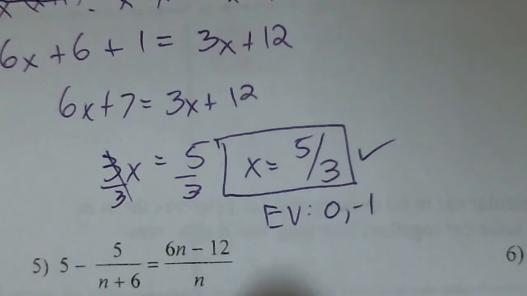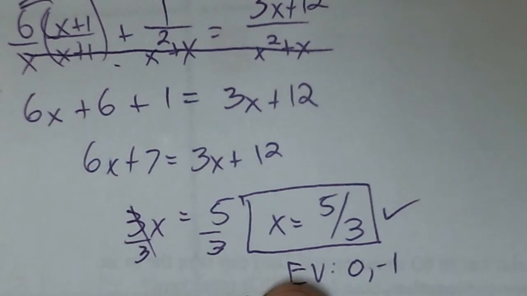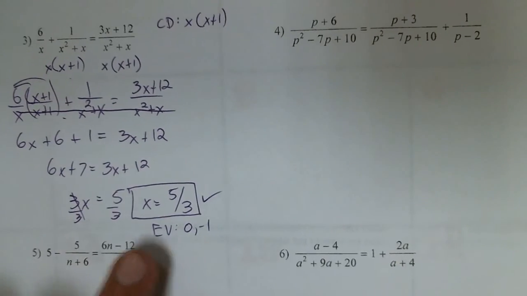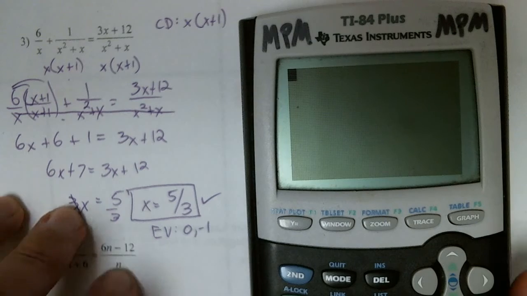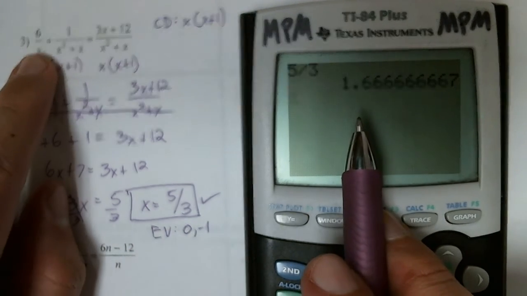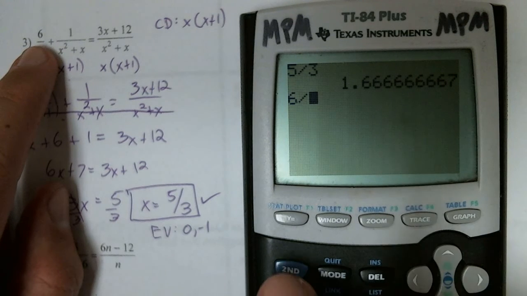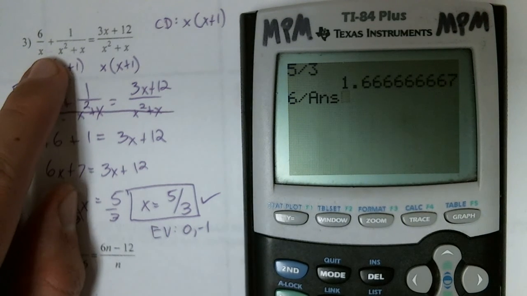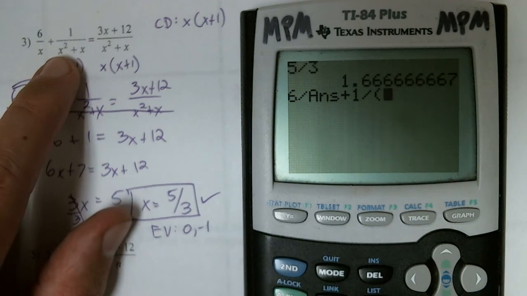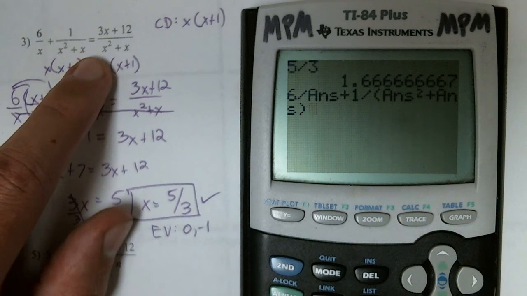So there we go. All right, this is going to be the last one that I check because it's a nasty fraction. So once again, let's practice with this second answer business. Okay, so let's type in 5 divided by 3. And we're saying that's what that equals. So let's go back up here. I've got 6 divided by second answer, no parentheses there, plus 1 divided by, I do need parentheses here, 1 divided by second answer squared plus second answer, close the parentheses, and there's the equal sign, so we'll stop.